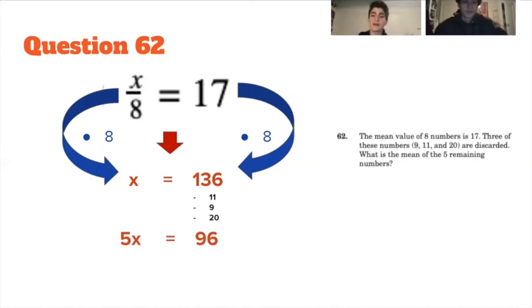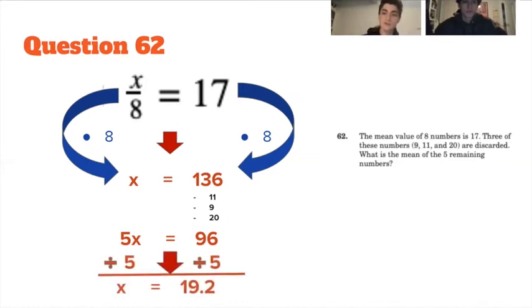So remember the mean is the sum of the numbers divided by the number of numbers. So in this case, it's 96 divided by 5. And that gives us 19.2, which is our answer.